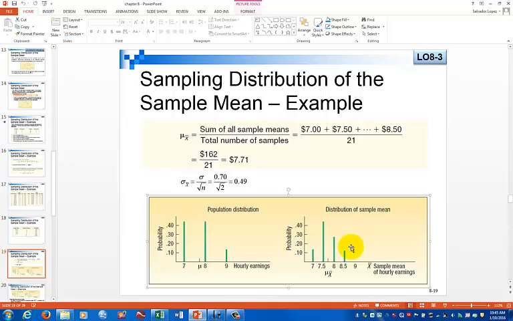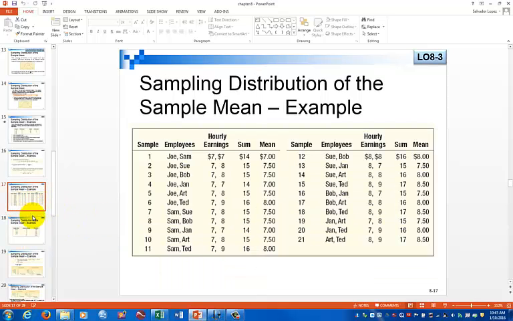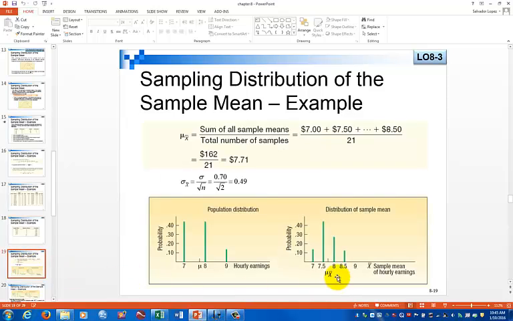And if you do the same for the distribution of the sample means, the table that we just saw right here, then notice the distribution follows more a normal distribution. And the values are closer to a specific value, and that specific value is the average 7.71. So the standard deviation of these values, called the standard error of the means, is lower.